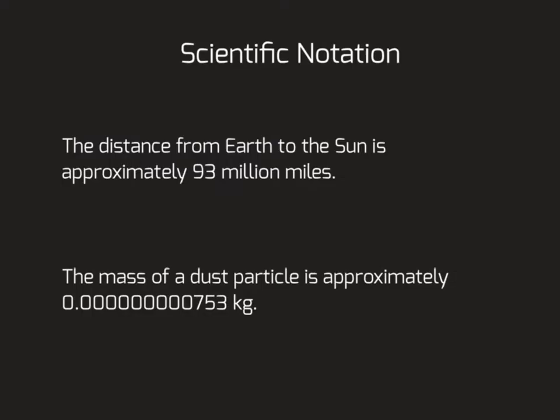All right, so here's a couple of examples of some real life situations. In situation one, the distance from Earth to the sun is about 93 million miles. So 93 and then a million is going to be 1, 2, 3, 4, 5, 6 zeros, right? So 93 million miles. It's a pretty big number. Scientific notation, we'll see, is going to give us a shortcut way of writing numbers like this.